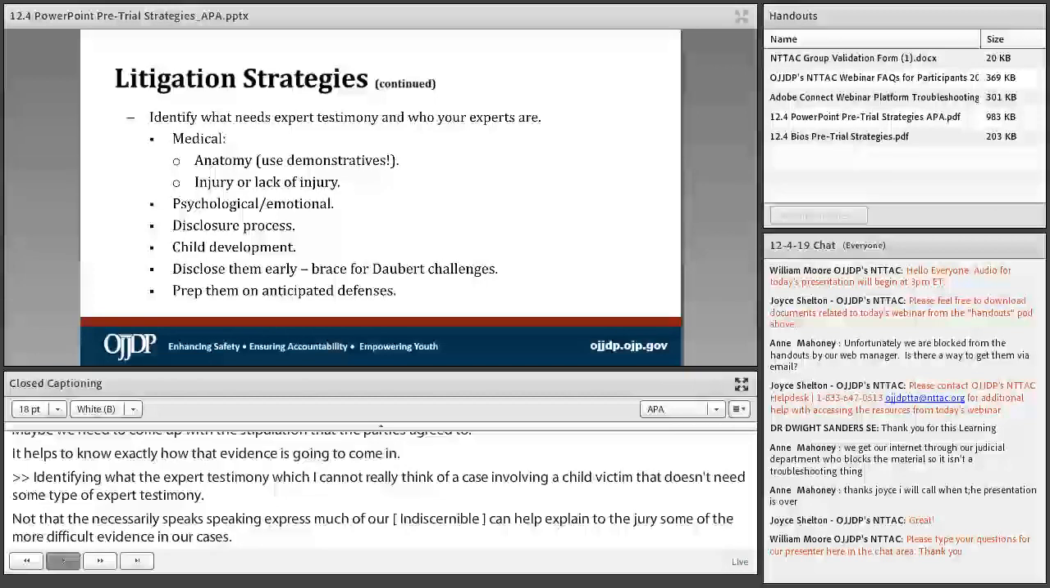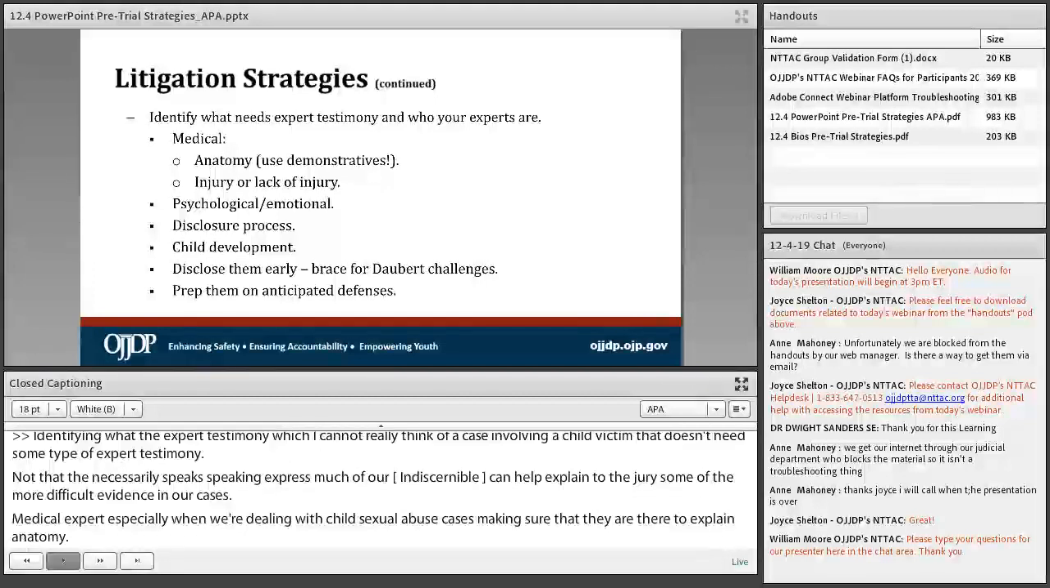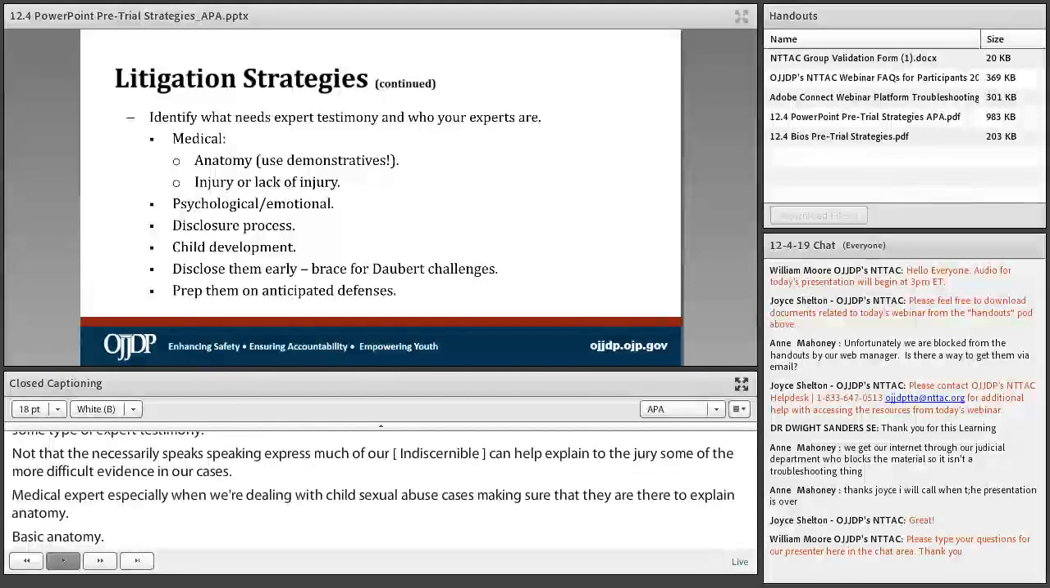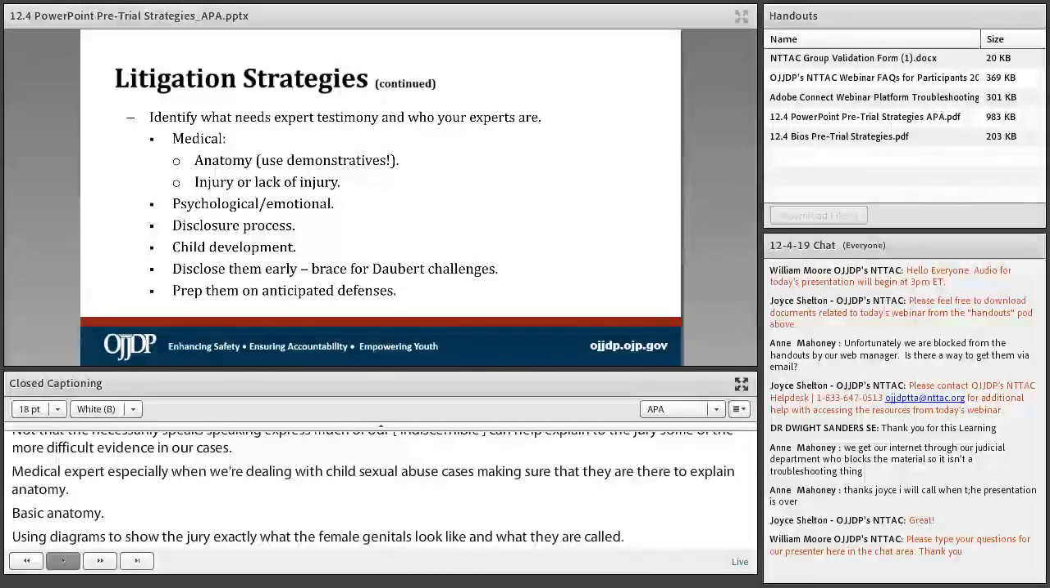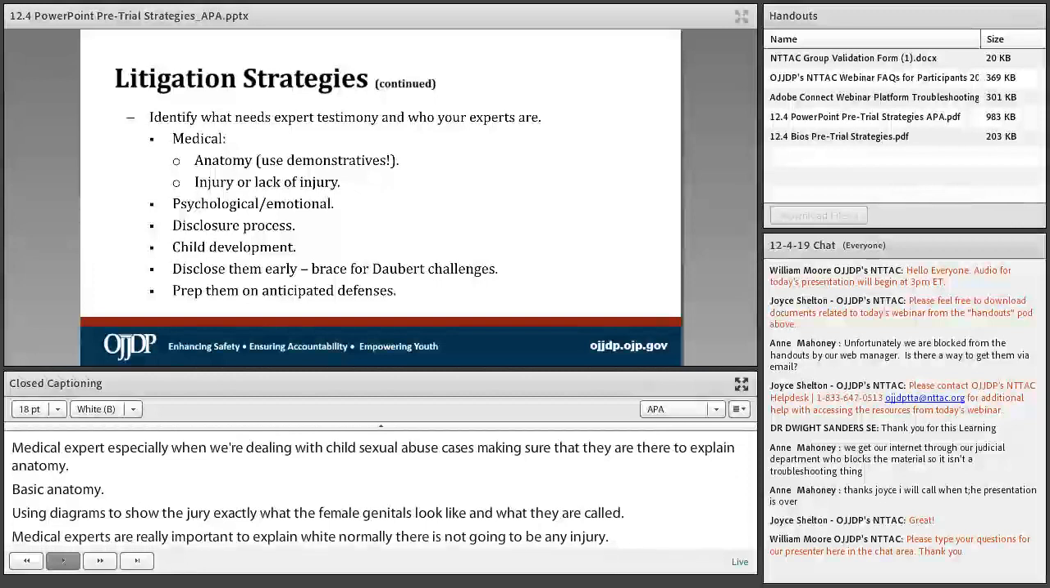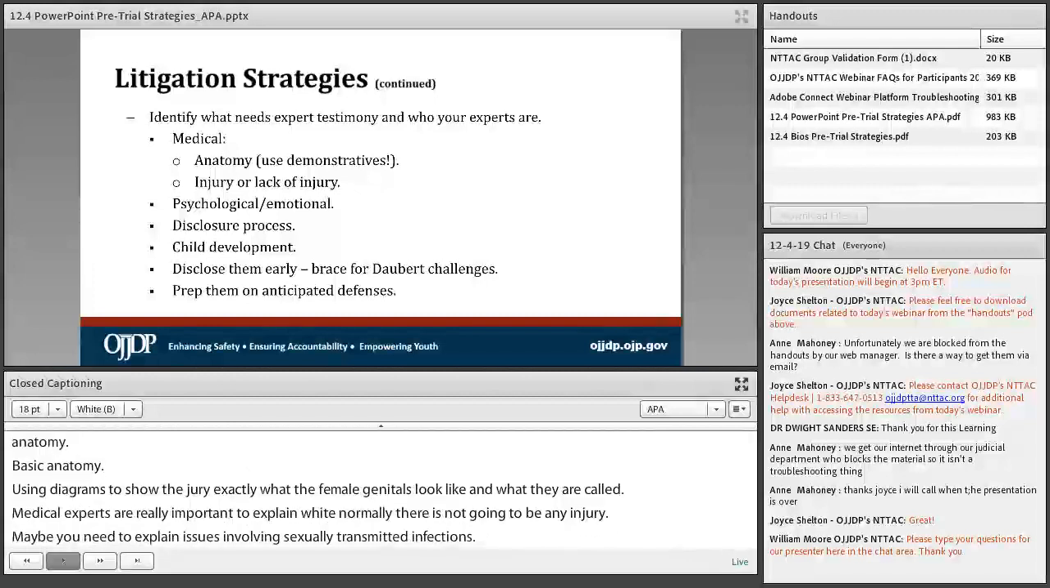Medical experts, especially when we're dealing with child sexual abuse cases, making sure that they are there to explain anatomy, basic anatomy, using diagrams to show the jury exactly what the female genitals look like and what they're called. Medical experts are really important to explain why normally there is not going to be any injury. Maybe you need to explain issues involving sexually transmitted infections. You may need to have a therapist or some other psychological or emotional expert to talk about why your child is behavioral or might look like a bad seed, to show that their behavior is related to being abused, not because they're a liar or making this up.